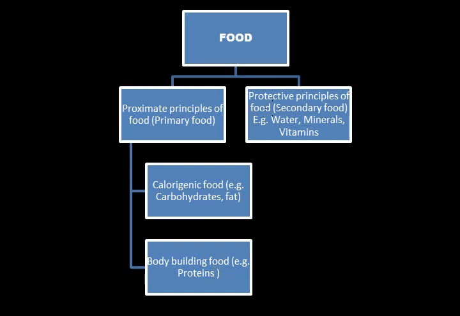Now the next type of food is body protective foods, or the protective principles of food. This is also known as secondary food. Although this food is not directly involved in body development, it plays a very important role in protecting our body from various diseases, and it also helps in development of our immunity. These are things like water, minerals, vitamins, etc.